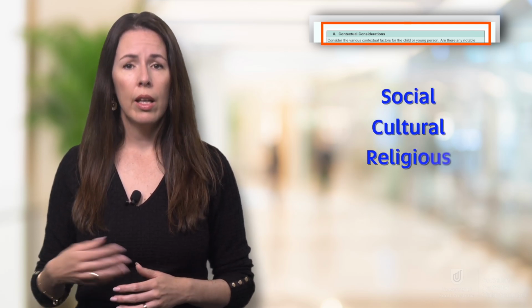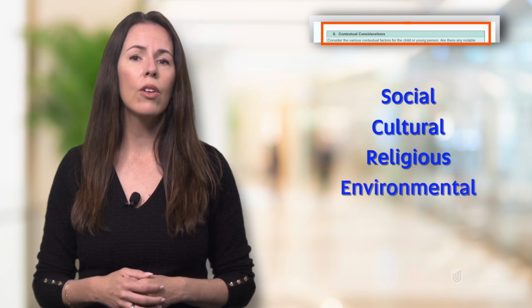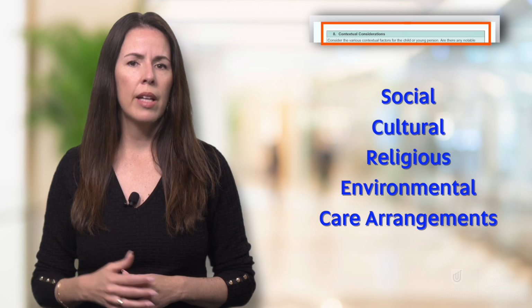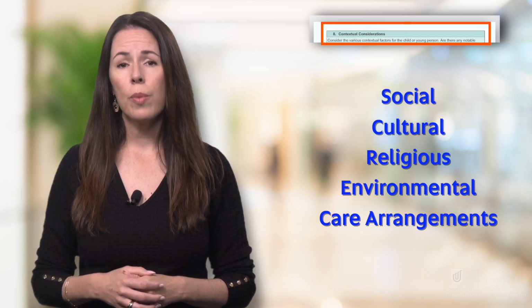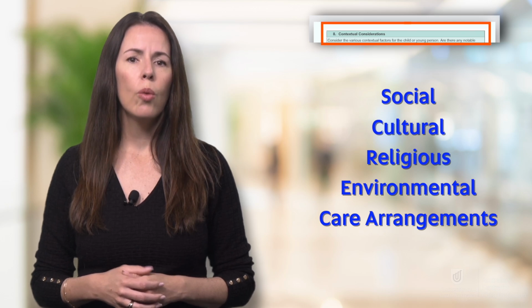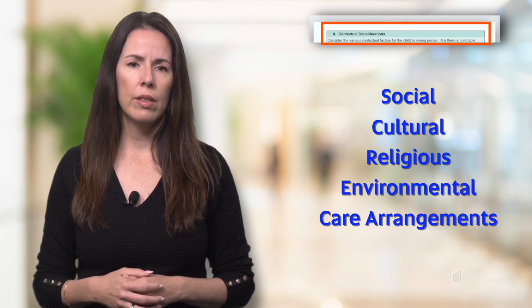Next, Section 8 encourages us to look at the context surrounding the child's behaviour. What's going on in their life that might be relevant? This can involve their social context, cultural or religious context, environmental context, including their care arrangements. It's important to understand the bigger picture, such as whether there's been recent changes in the living situation or peer group, which might be influencing their behaviours.